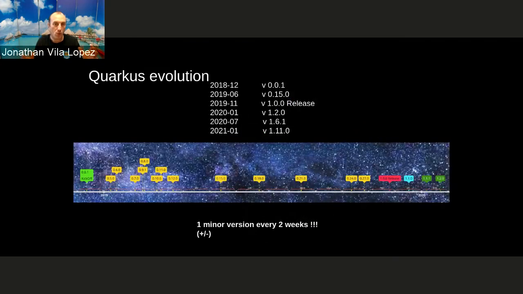About the Quarkus evolution, it started in late 2018, and in 2 years and 2 months, they have moved from version 0.0.1 to version 1.11, but with lots of minor releases in the middle. So it's been quite a lot of work being done on this tool.